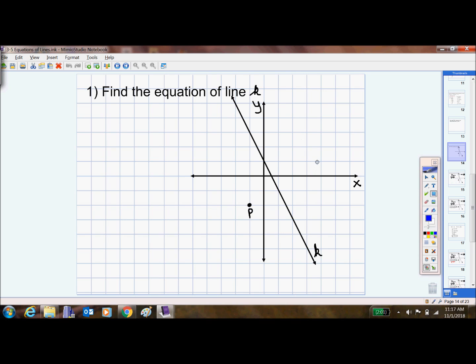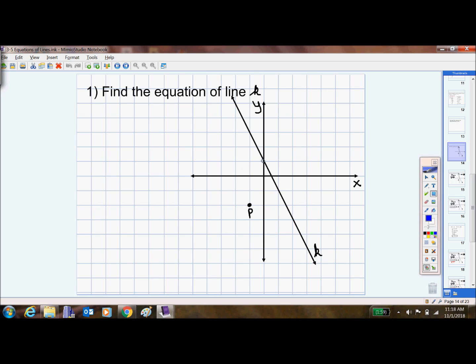So y equals mx plus b. What does m stand for? Slope. And what does b stand for? In a graph like this, what is our y-intercept? 1. So 1 is our y-intercept. That means what letter equals 1? B. So b equals 1.